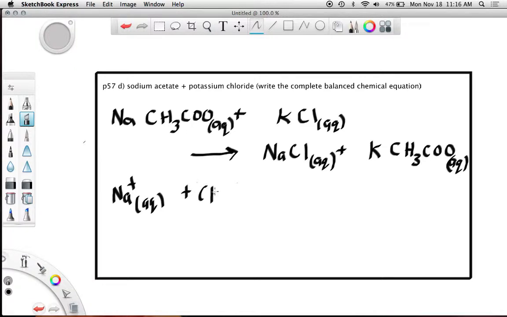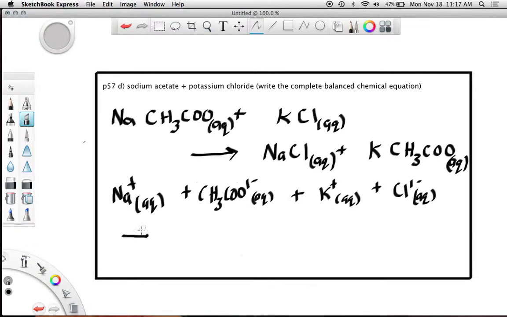It's Latin for water, aqua. And CH3COO, 1 minus, aqueous. And potassium is aqueous, so it's like this. And chlorine is aqueous like that. And that's what it really means to be aqueous.